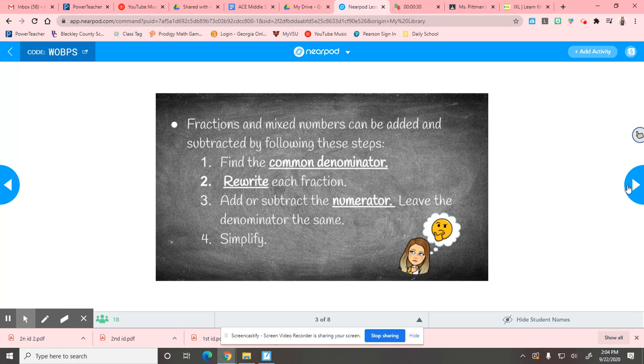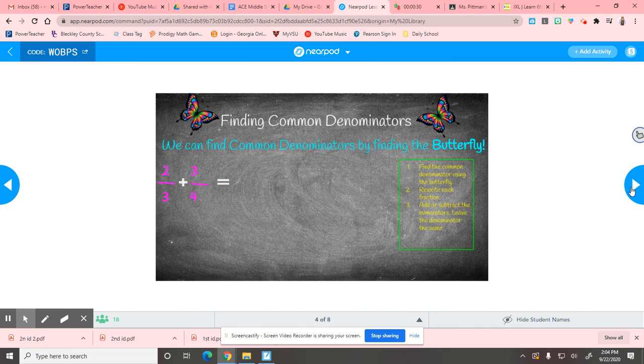All right. So your first problem on your note sheet, which is what's also on your screen, is 2/3 plus 3/4. If you look at the green box, it reminds you of the steps. The first step is find the common denominator using the butterfly. Well, 2/3 and 3/4, do we have a common denominator there? No. So we have to put it in the butterfly. My butterfly may look slightly different than yours.